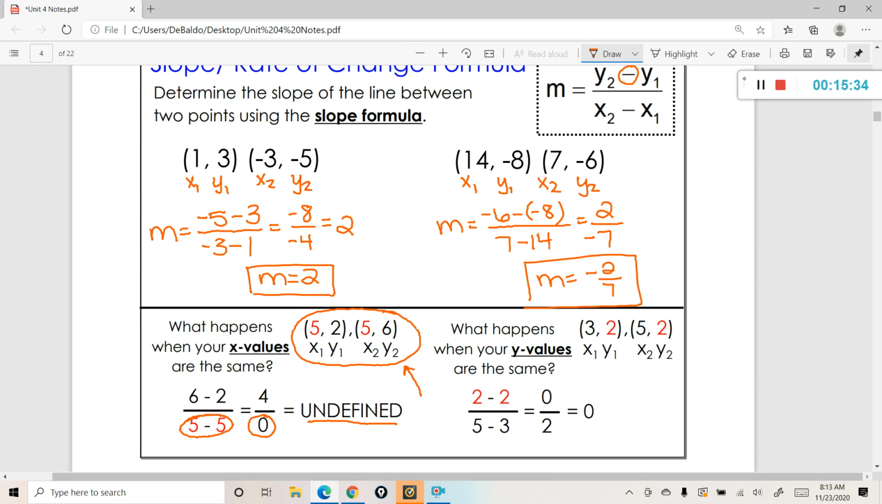And likewise, notice if your y values are the same. See this example where my y values are the same? That would mean that the numerators would end up being 0. And anytime you have a numerator of 0, that's going to simplify down to an answer of a 0 slope. So things to be aware of that might help you recognize things a little better.